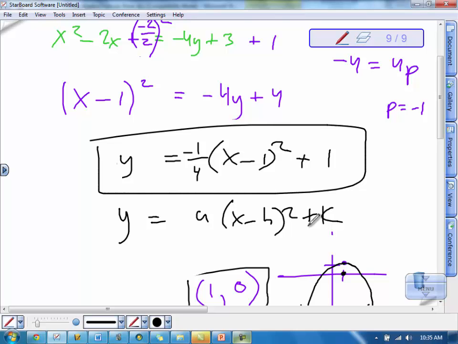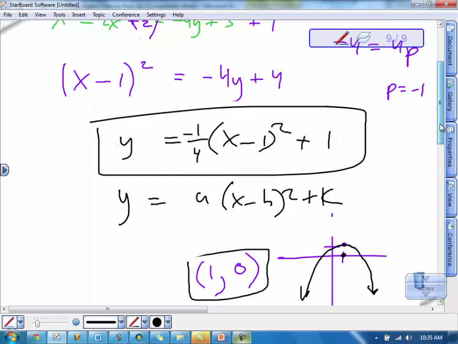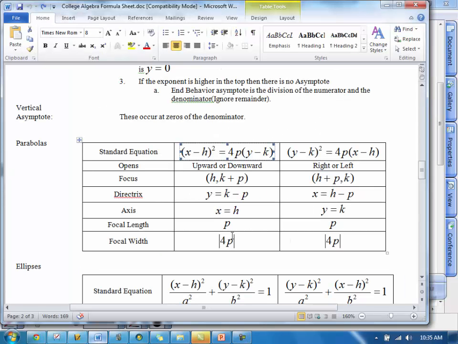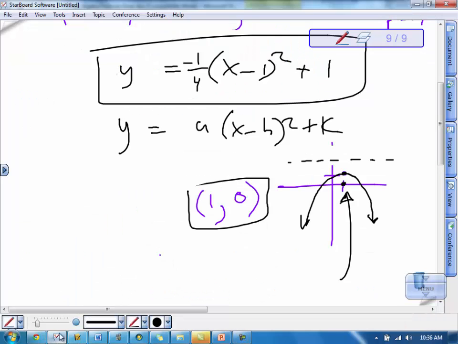Just to remind you, we completed the square on parabolas before, but what we did is we put them in vertex form, in which case we then graphed them based on their center and the fact that they open down. But now we have one more piece of information, and that's the focus here. And we also know where the directrix is, according to this formula sheet as well. The directrix is at y equals k minus p, which in this case is the equation y equals 2. x can be anything.